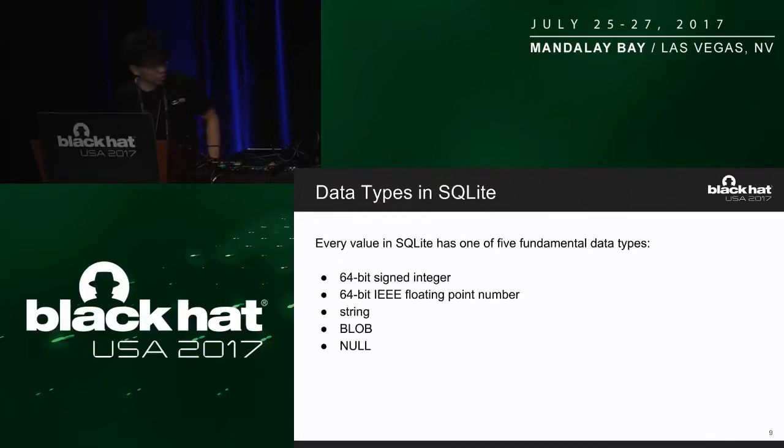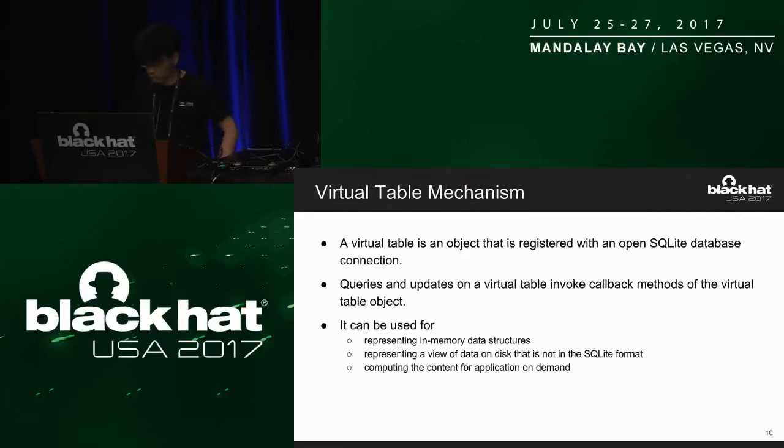Every value in SQLite has one of the 5 fundamental data types. They are integer, floating point number, string, blob, and null. They are very simple. And there's also a virtual table mechanism in SQLite.